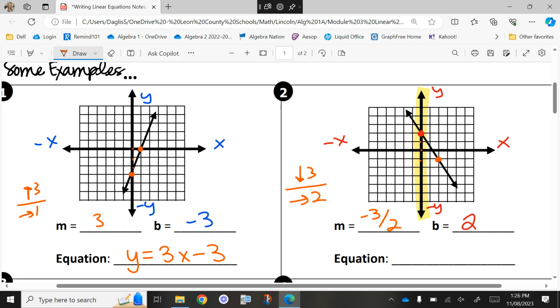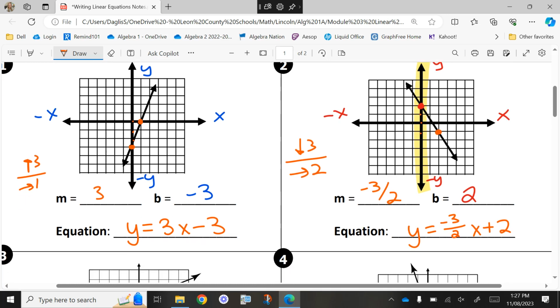All right, our equation will be y equals... What's my M? Negative 3 over 2, x, and then plus 2. So you should always have a y and an x in your equation. It should always be there.